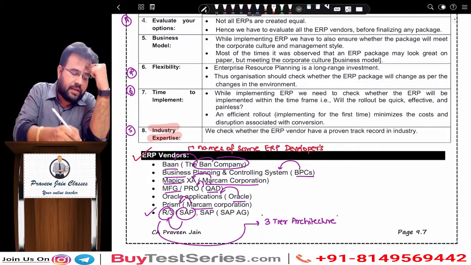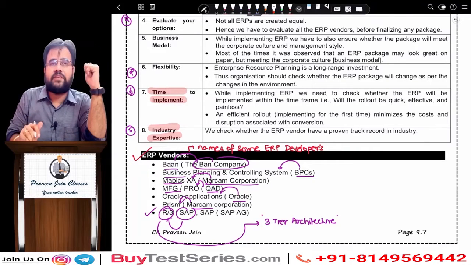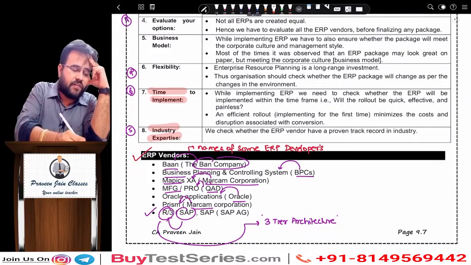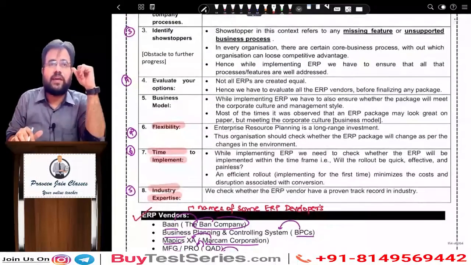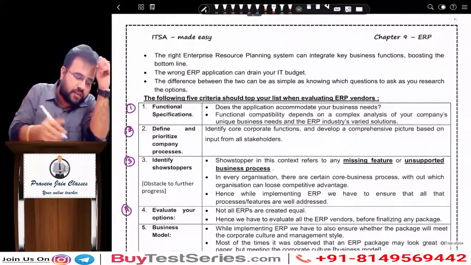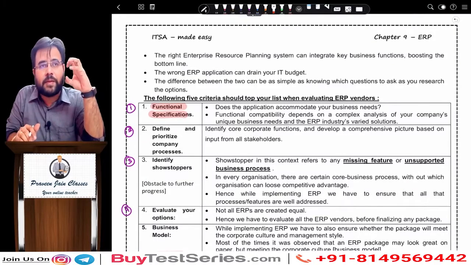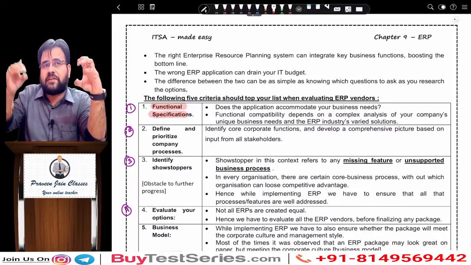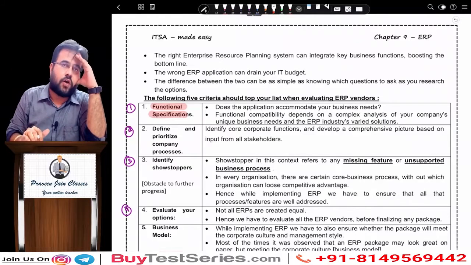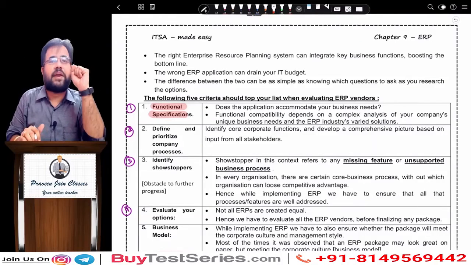How much time is he going to take for implementation, sir? Is the vendor flexible or not, sir? Whether the software will meet my functional specification, meaning my business operation's function, whether the software will meet it or not, sir. That is what I am trying to tell you, sir.